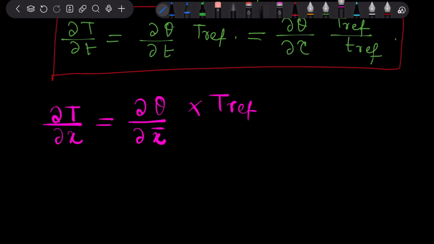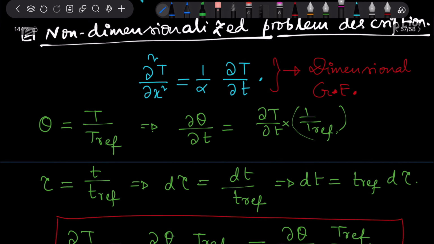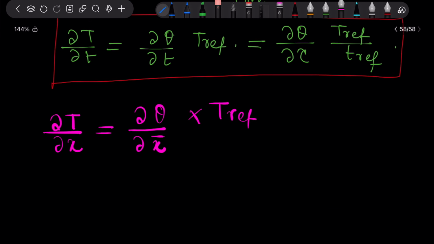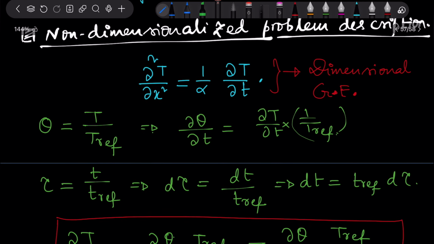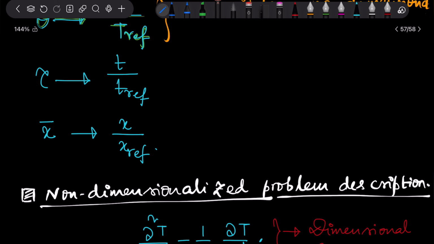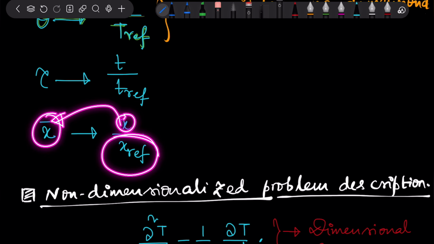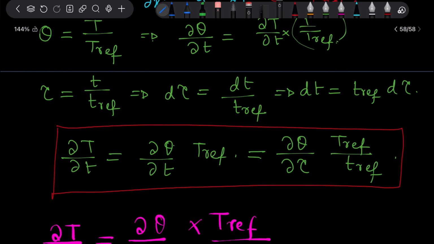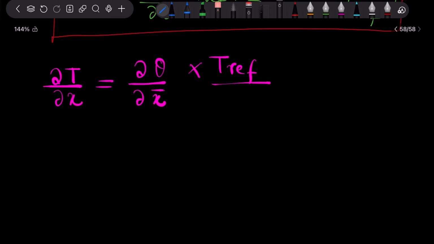So now again, just pause the video and tell me what I should multiply here. I think you have got the answer. The answer is that in the denominator of this x I was having this x ref. So to go from x to x bar I need to multiply with x ref. Okay, so here I need to multiply with x ref.